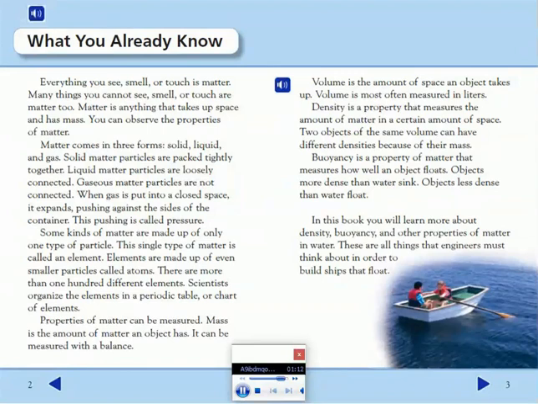Properties of matter can be measured. Mass is the amount of matter an object has. It can be measured with a balance. Volume is the amount of space an object takes up. Volume is most often measured in liters.